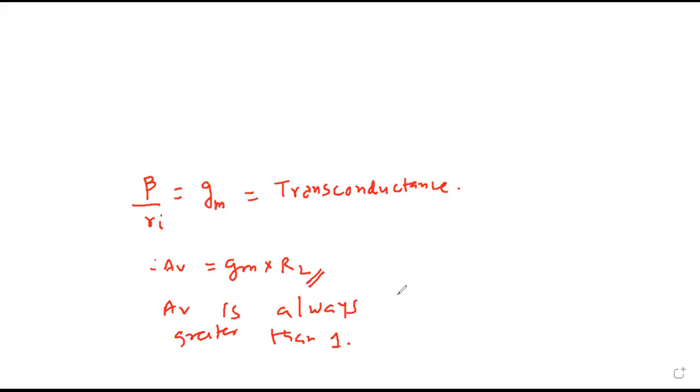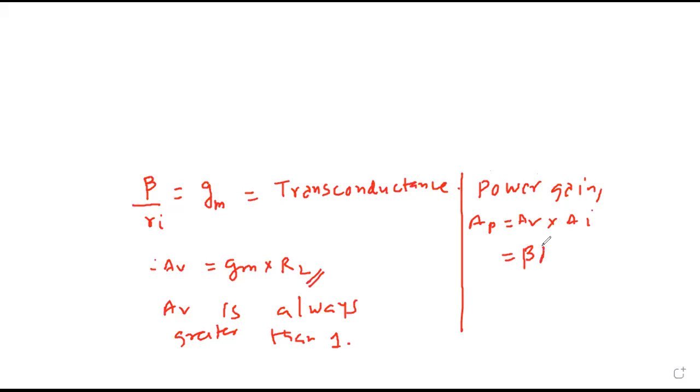See, voltage gain is always greater than 1. Now, if a still difficult paper comes, then it will be power gain. What is power defined as? Product of voltage and current. So it is voltage gain, which is beta RL upon Ri, times current gain, which is beta. So power gain is beta square RL upon Ri. This is the formula to be used for solving problems based on amplifier. Right.